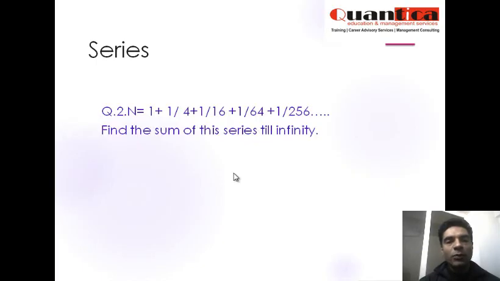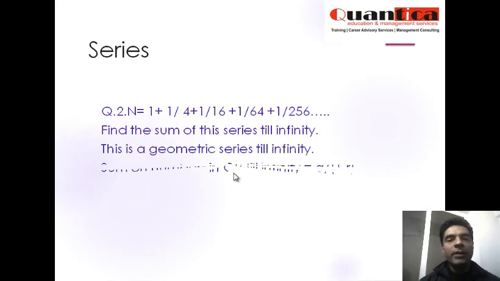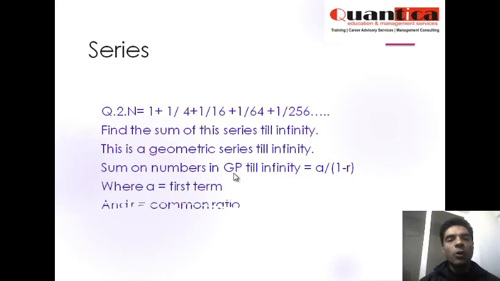So in this case, if you talk about the first and second term, the common ratio is 1/4. Second and third, the common ratio again is 1/4. Third and fourth, again the common ratio is 1/4. So this is a series in geometric progression, and this is going up till infinity. And we know that the sum of the numbers in GP till infinity is given by A over 1 minus R, where A is the first term and R is the common ratio.